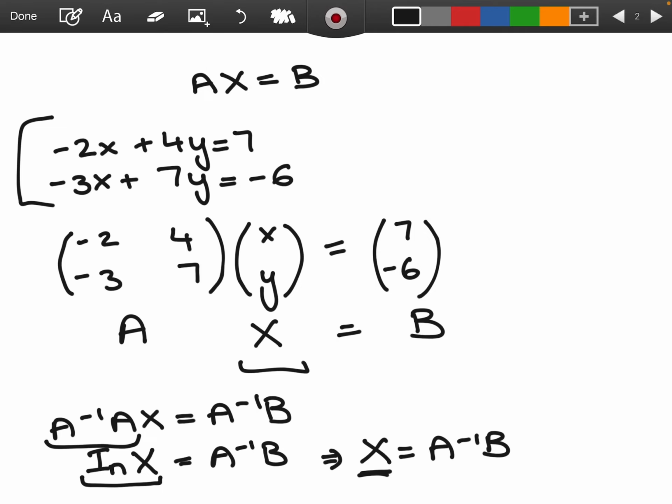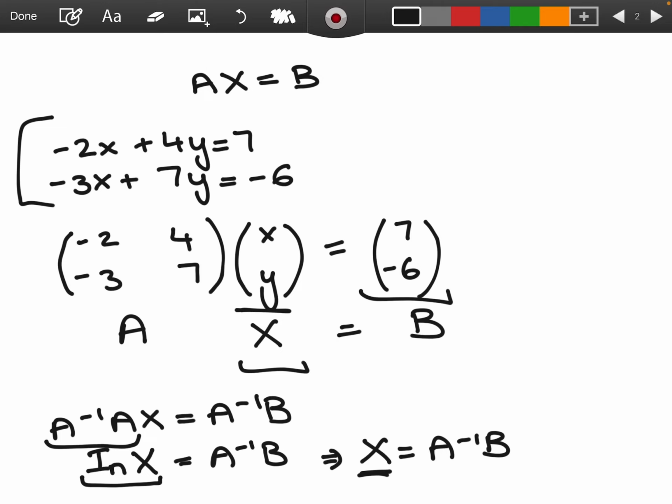This gives me another way to find my column matrix X. All I have to do is find that inverse matrix A, that A inverse matrix, and multiply it by my column matrix B, and I get what my X and Y are in my example here. Or if you have more variables, it would give you the value of each of them for that particular system of equations. So it gives me another way to find my unknown variables.